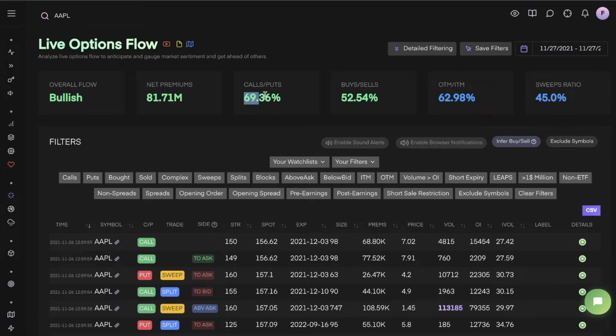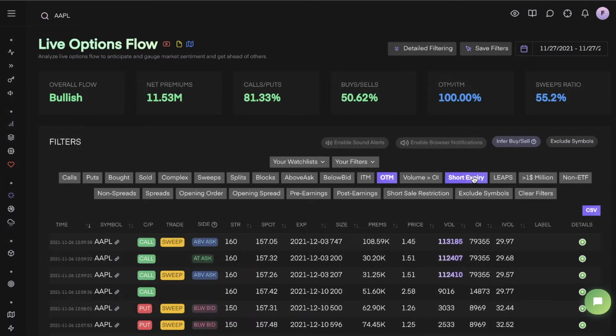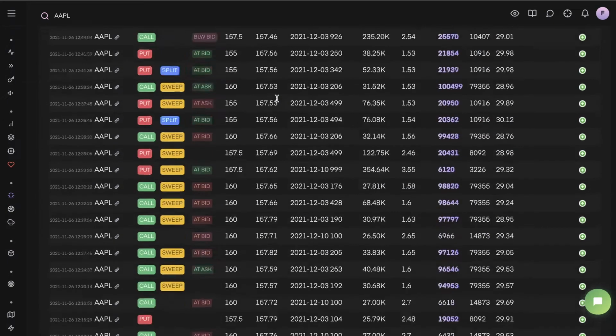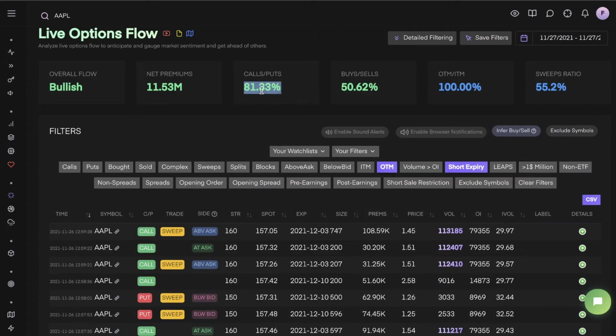And of course, a lot of these are going to be longer term, but again, if you're trading lottos, one thing I always like to do is filter by out of the money and short expiration. So even over here, you have 80% calls to puts. That's one of the things I always look at. You can look into the options flow in general, but calls to puts in the short term is another very good indication that a lot of other people are going to be using.